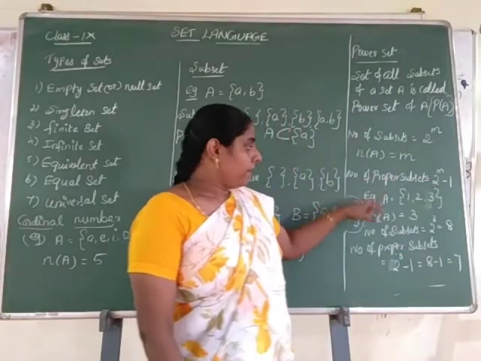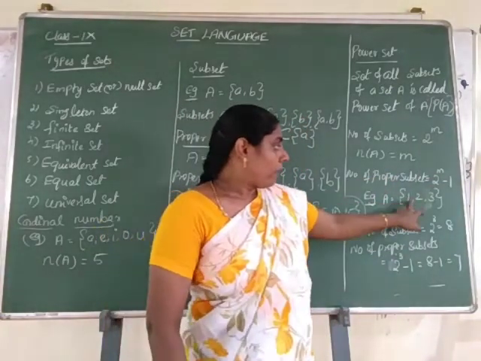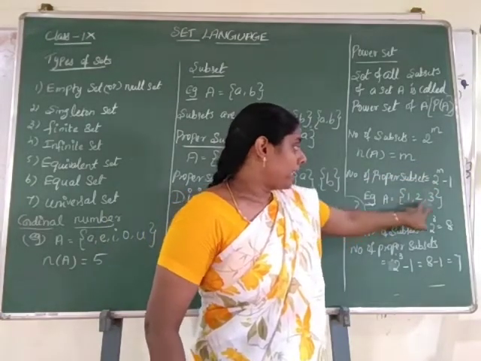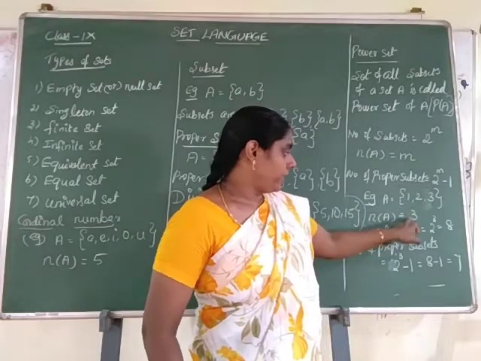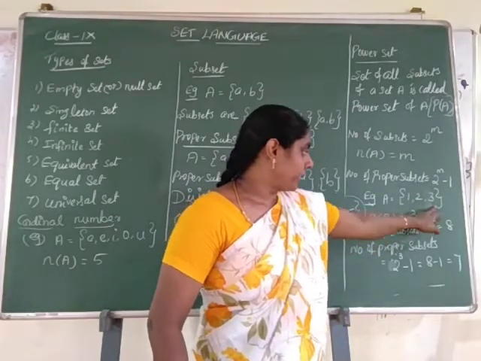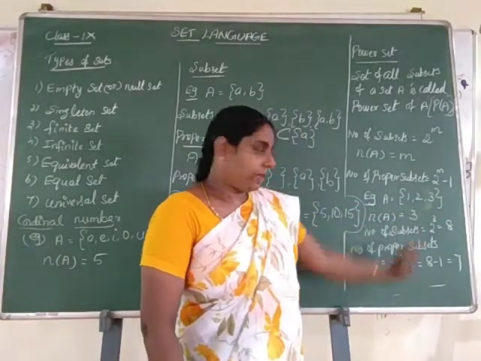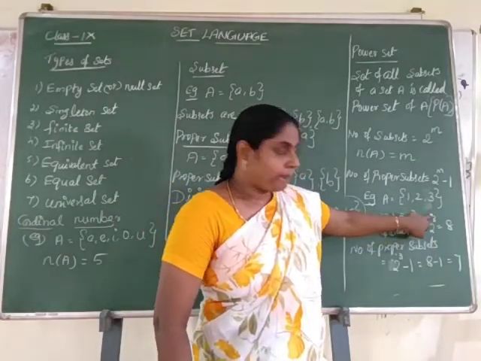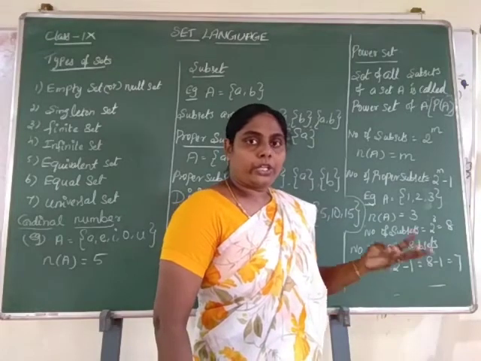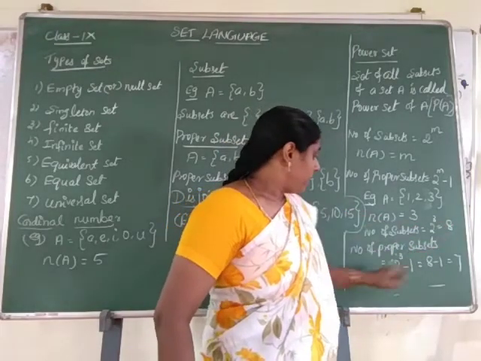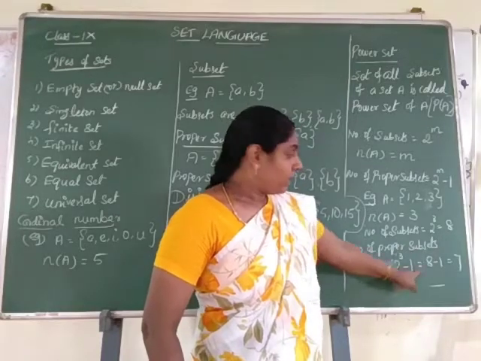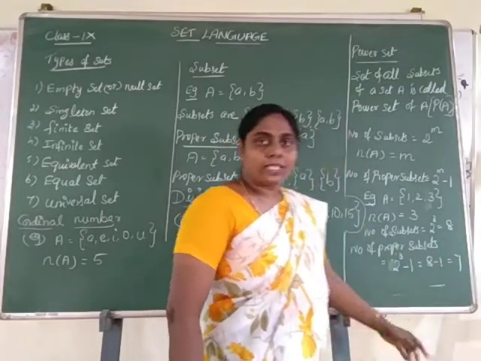See this example. Example A is equal to 1, 2 and 3. This is the set we are going to use. So what is the cardinal number of the set? That means n of A is equal to 3 because 3 elements are there. And number of subsets is equal to 2 to the power of 3, which means 2 into 2 into 2. So 8. And number of proper subsets means 2 to the power of 3 minus 1. So 8 minus 1 which is equal to 7.